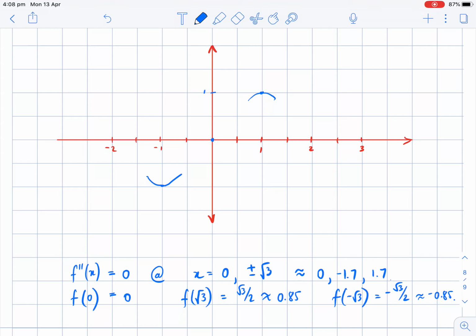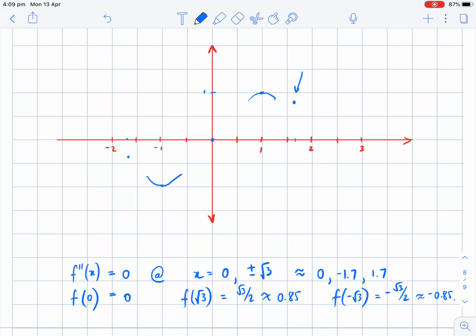√3 is 1.7. There we go, about there. And 0.85 is somewhere up there. And then the other one was -√3, 0.85, negative, about there as well. So we start to get these points.